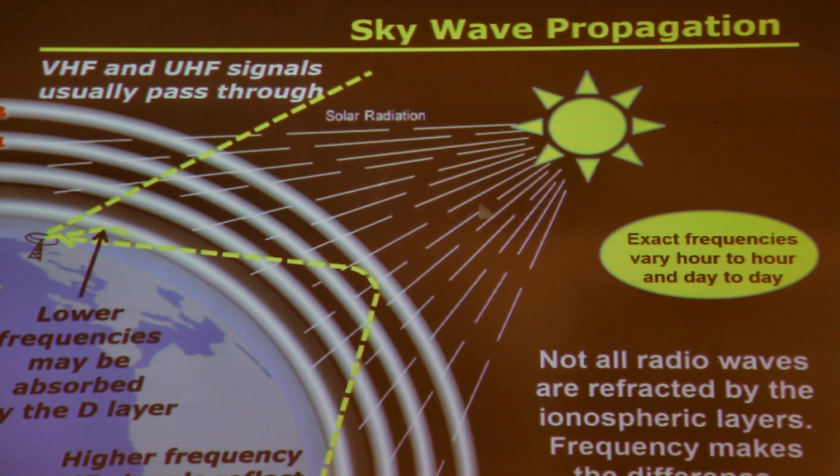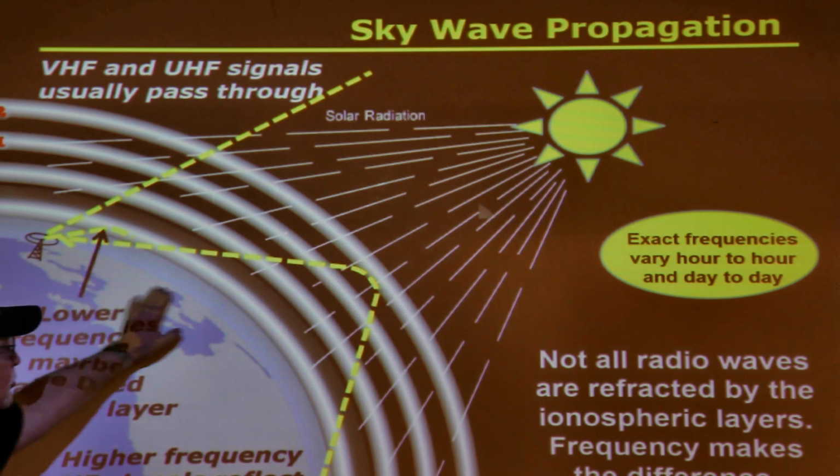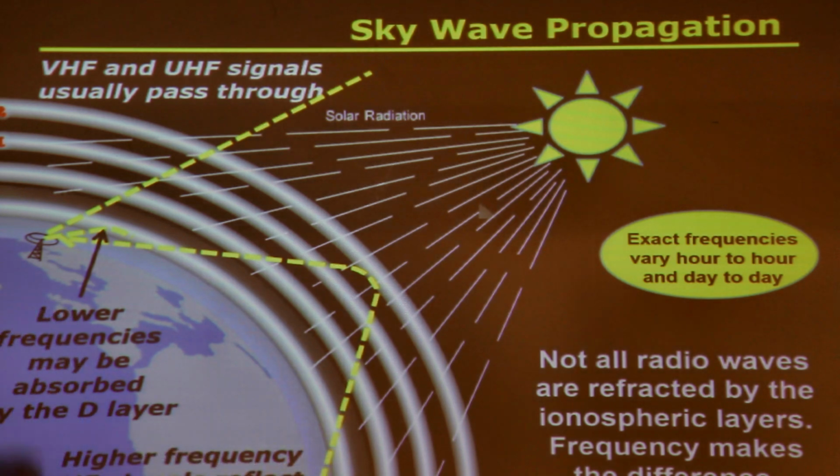So if you want to talk to space, you use VHF and UHF. If you want to talk really long distances during the day, you might use 20 meters, because anything higher than that starts being absorbed in the D layer.